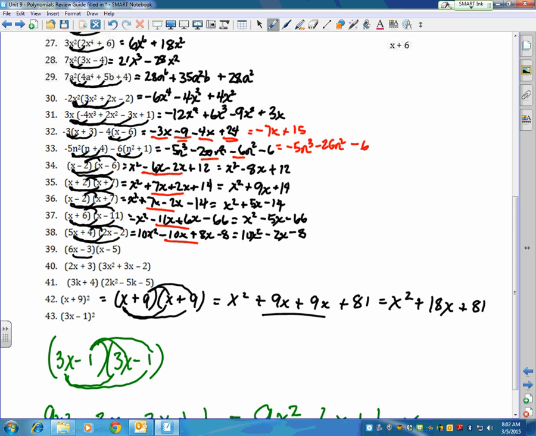Okay, let's do the next one. 6x times x is 6x squared. 6x times negative 5 is negative 30x. Negative 3 times x is negative 3x. And negative 3 times negative 5 is positive 15. Yes, be careful with positives and negatives in this. They sneak up on you. Alright, so you have negative 30 minus 3. It's going to give us negative 33. So we have 6x squared minus 33x plus 15.